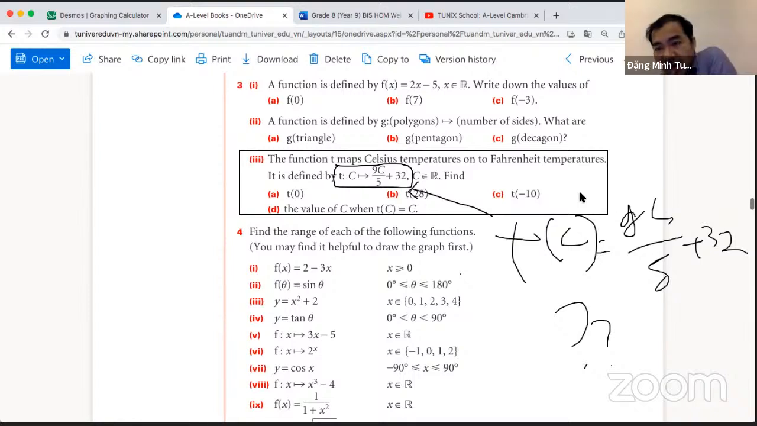And then you can find out the value of C. That means T(C) equals C. Find the value of C when T(C) equals C. That means the temperature in Celsius has the same value as the temperature in Fahrenheit. So which value of C? Find out which value of C.